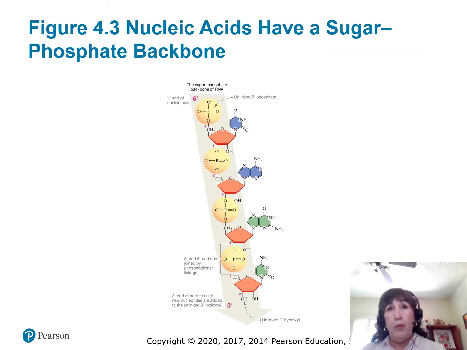This drawing reinforces this idea of directionality. Notice at the top of the diagram that we have a phosphate group, and it is connected to the 5' carbon of the sugar. At the other end we also end with a sugar, and that 3' carbon has the hydroxyl group. So notice the directionality of nucleic acids.